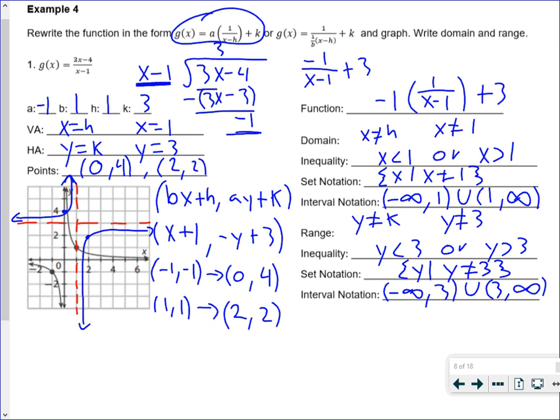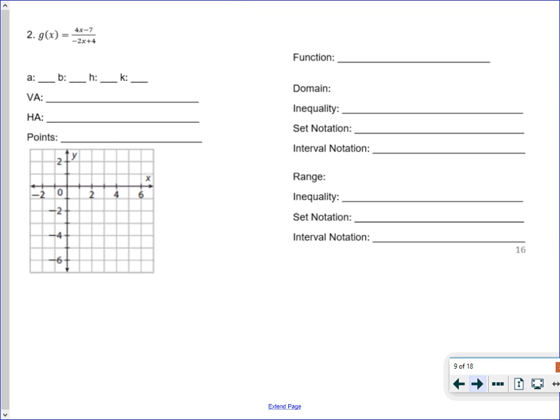Let's go on to number 2 now. So for number 2, we have g of x equals (4x minus 7) all over (-2x plus 4). Same thing as before, we don't really know how to graph this function. We don't know how to get our a, b, h, or k, or our asymptotes, or anything like that. So what we're going to do is divide the top by the bottom: 4x minus 7, all divided by -2x plus 4.